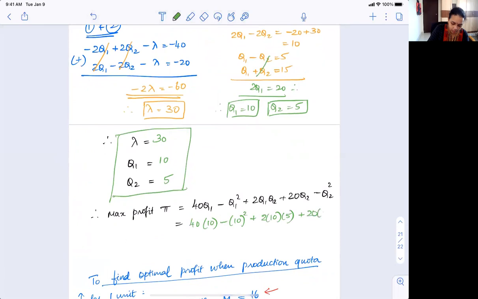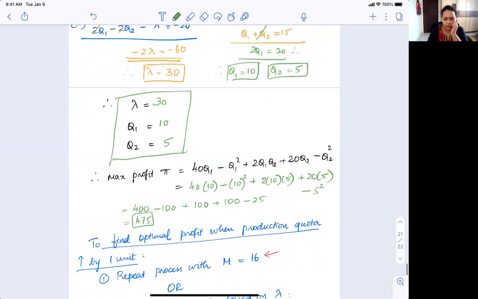Plus 20 into 5 minus 5 square. So you have 400. So this is 400 minus 100 plus this is what? Another 100. And then you have another 100 minus 25. So you have 500 minus 25. So the answer is 475. That's the maximum profit value.